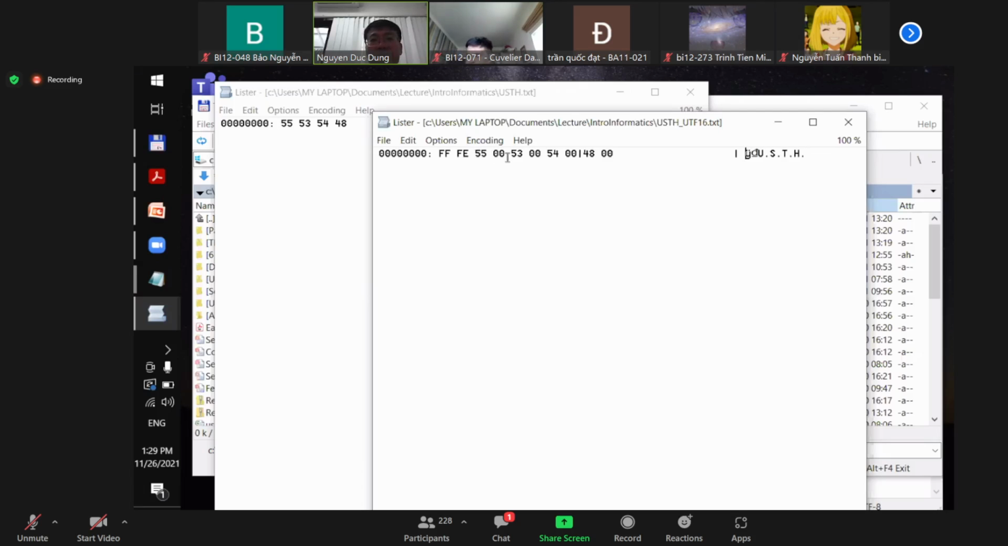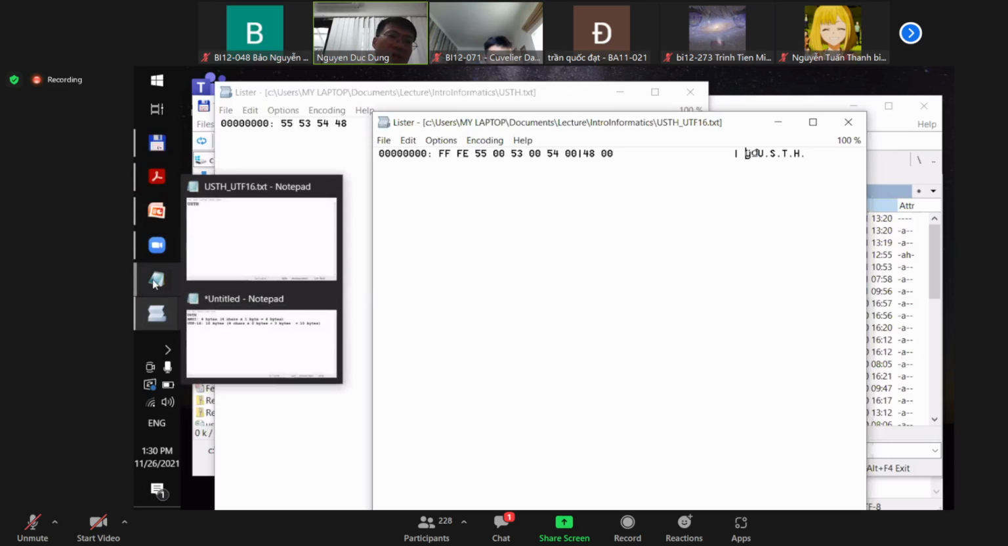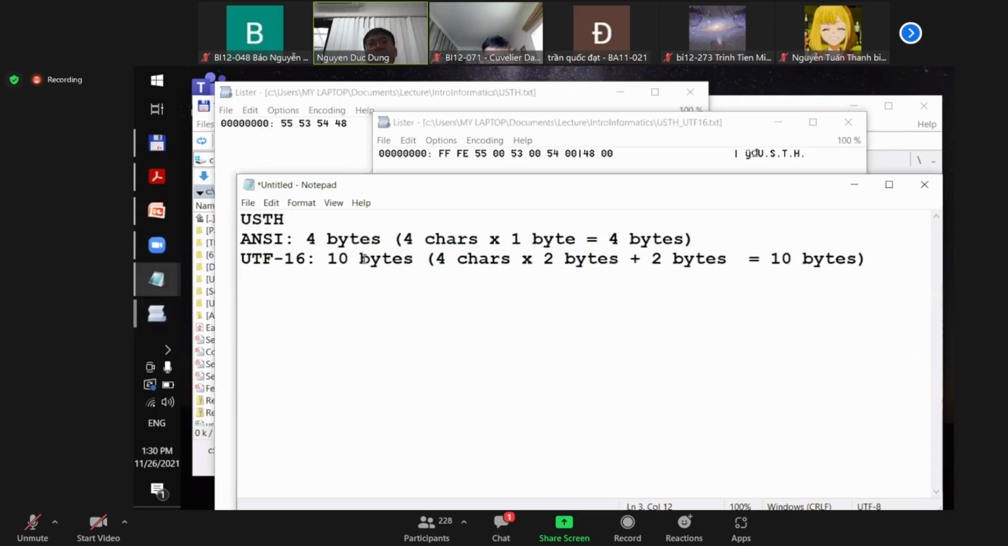Require 2 bytes, use 2 bytes to store the information about 1 character. And the first 2 bytes are FF and FE, and I don't know what they are. Yes. So we found 2 bytes here. That's the problem. Okay, I wanted to discover more.